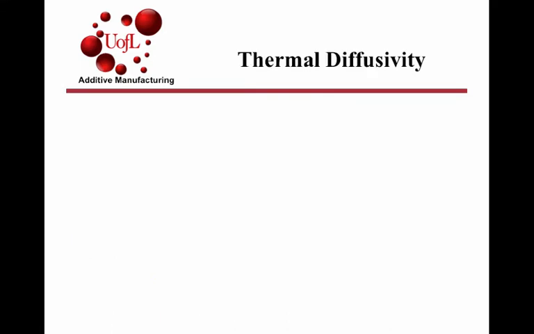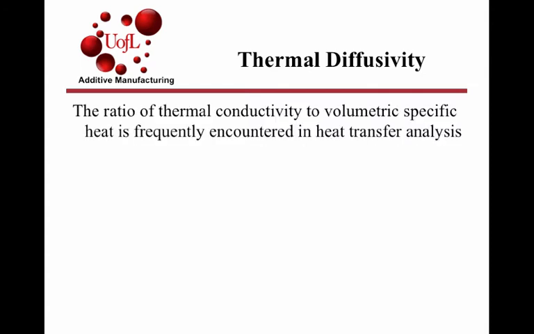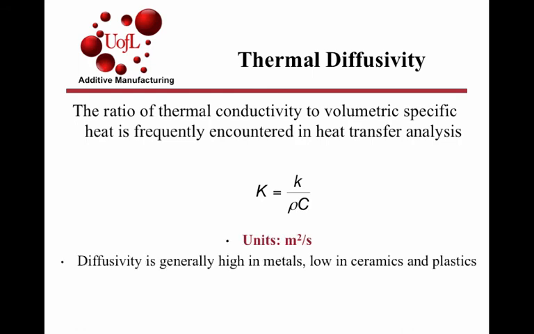We looked at heat capacity and thermal conductivity. Thermal diffusivity is the ratio of the thermal conductivity to the volumetric specific heat, and is usually considered in many heat transfer analysis problems when you begin to design a product for functionality in terms of thermal properties. The units of thermal diffusivity are meter square per second. Generally, thermal diffusivity is very high in metals.